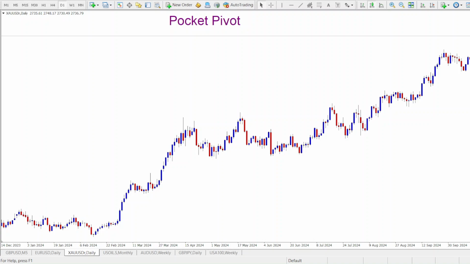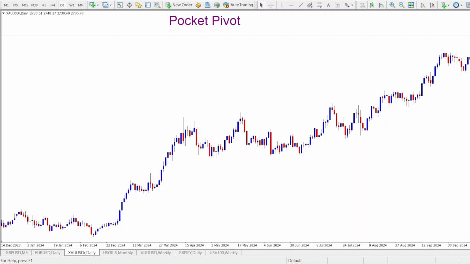Using pocket pivots, we can find strong entry points by spotting when buyers are starting to dominate, helping us get into a trade right as it begins to gain momentum. Essentially, they let us see if a trend has real buying strength behind it or not.